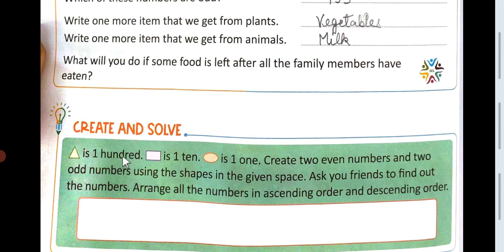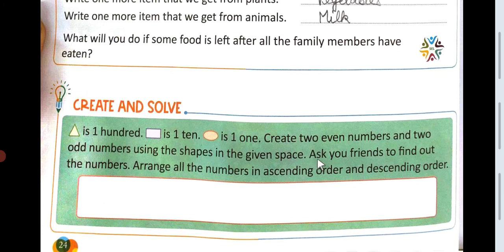If triangle is 100, square is 110 and the circle is 1, create two even numbers and two odd numbers using the shape given in the space. Ask your friends to find out the numbers. Arrange the number in ascending and descending orders. So it is a very easy exercise for you. You can do it very easily, students.